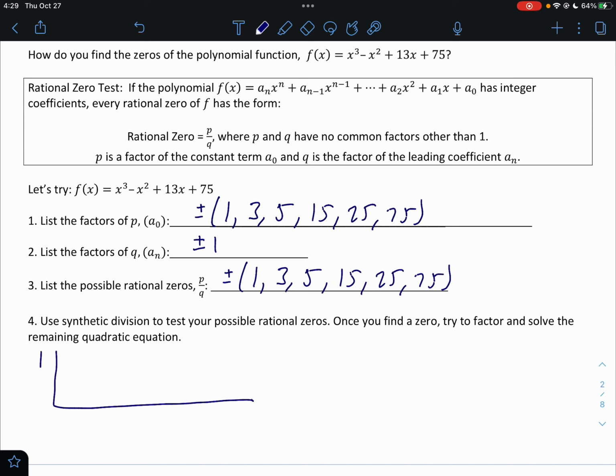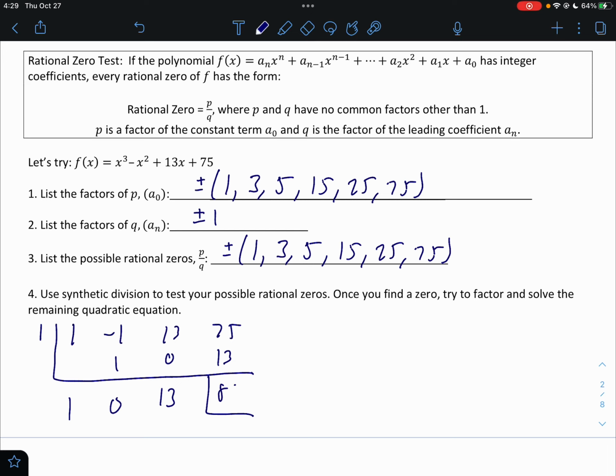All right, so we have 1, -1, 13, 75. Now, we want to get 0 as our remainder. Anything but 0 means this doesn't work. So 1, 1, 0, 0, 13, 13, 88. That's bad news. That means 1 doesn't work. So what does that mean? We try a different one.